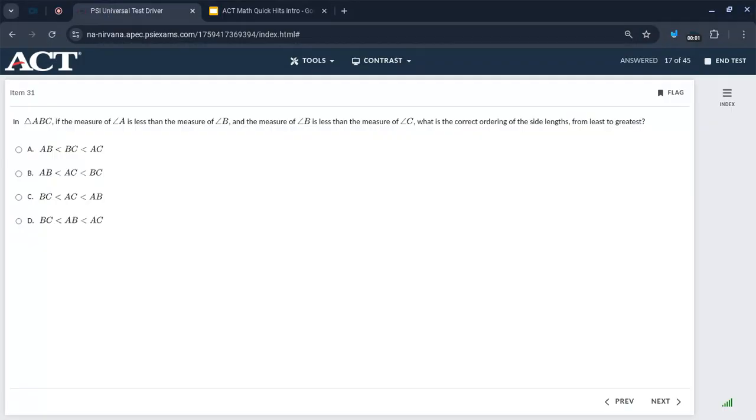All right, so we have a triangle ABC. It tells us that the measure of A is less than the measure of B, and the measure of B is less than the measure of C. So what is the correct ordering of sides from least to greatest?